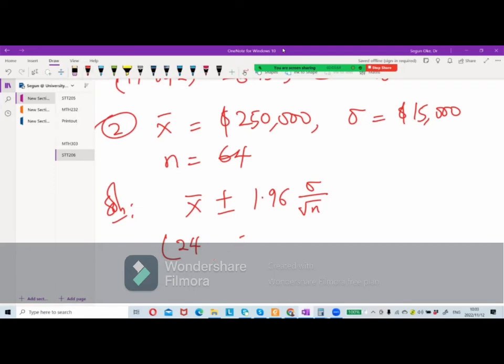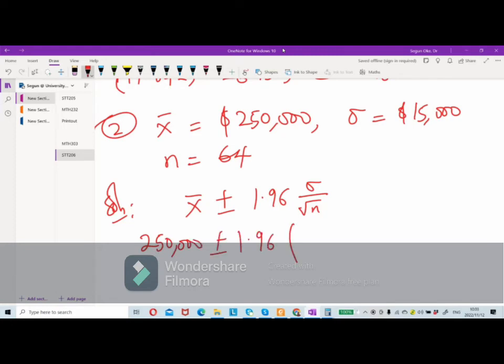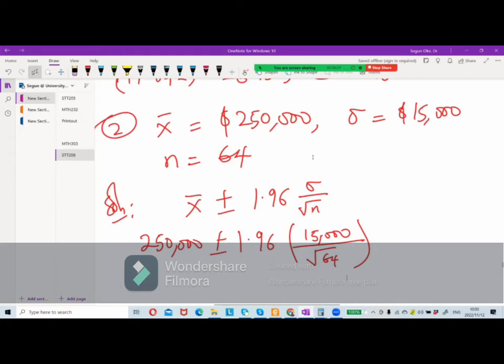Okay, I think we need to do it together. You probably don't understand what I asked you to do. Our X bar is 250,000 plus or minus 1.96 multiplied by 15,000 divided by square root of 64. Is that what we did? Square root of 15,000? No. Square root of 64.